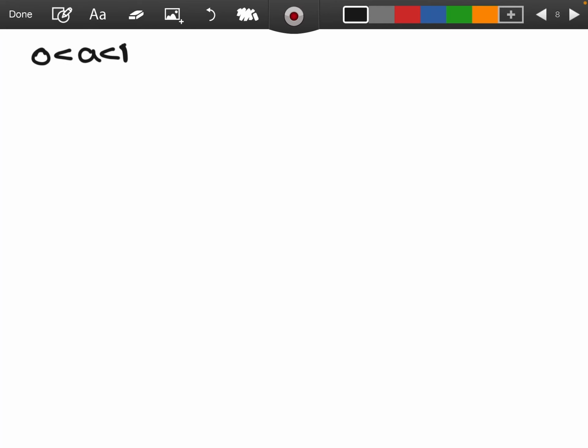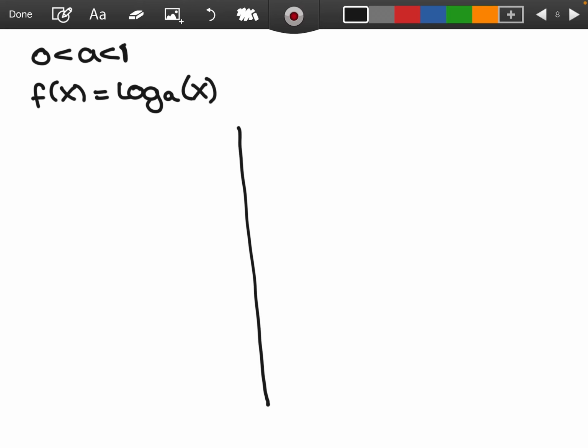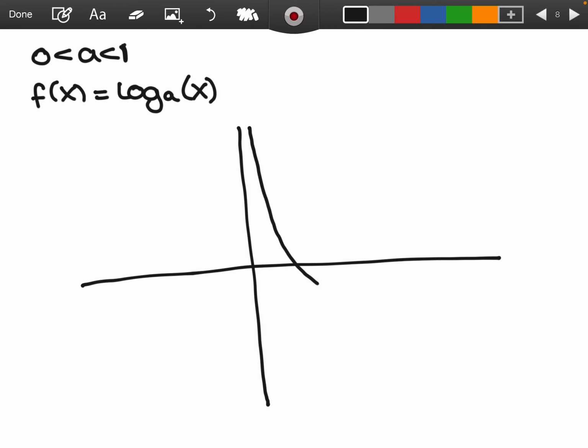Let's quickly look at what it would look like if a was between 0 and 1. Okay, and I'm looking again at f of x is equal to log base a of x, where this time a is one of those numbers between 0 and 1. What does that graph look like? Well, if I took the graph of the exponential function a to the x, where a was between 0 and 1, and then I flipped that graph in the line y is equal to x, this is the graph that I get.